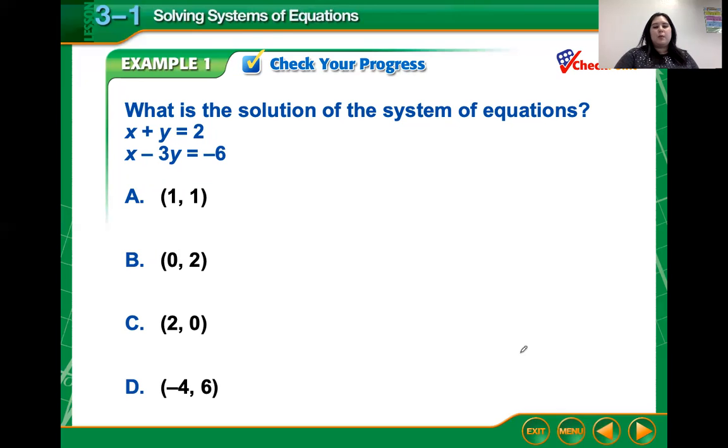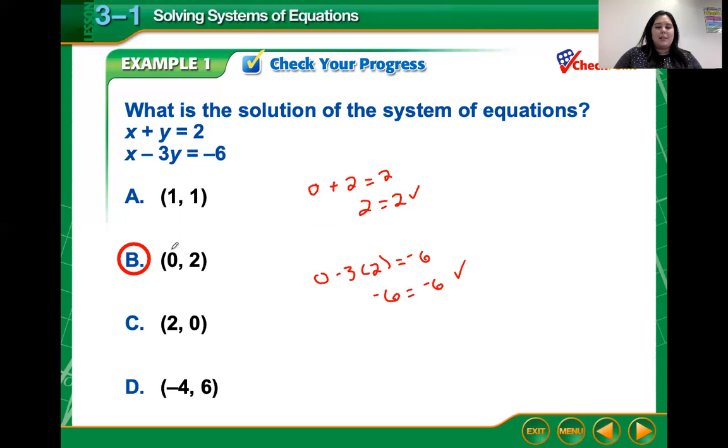All right, so on this one, we are going to go ahead and get B so that we can check this quite easily. I'm going to do 0 plus 2 equals 2. That is true. And then I'm going to do 0 minus 3 times 2 equals negative 6 and check. And I do get negative 6 equals negative 6. That is true, so that is my solution.